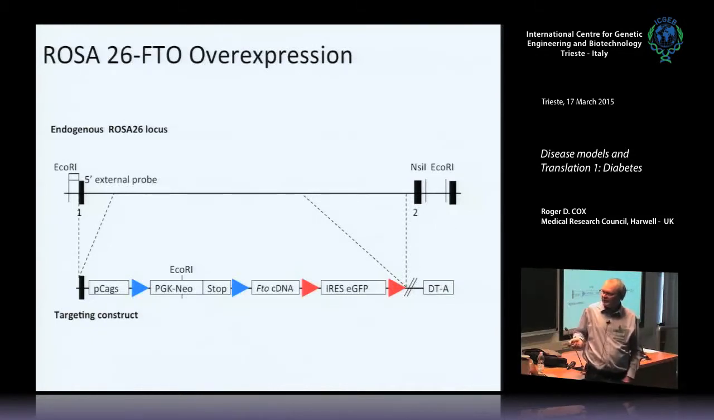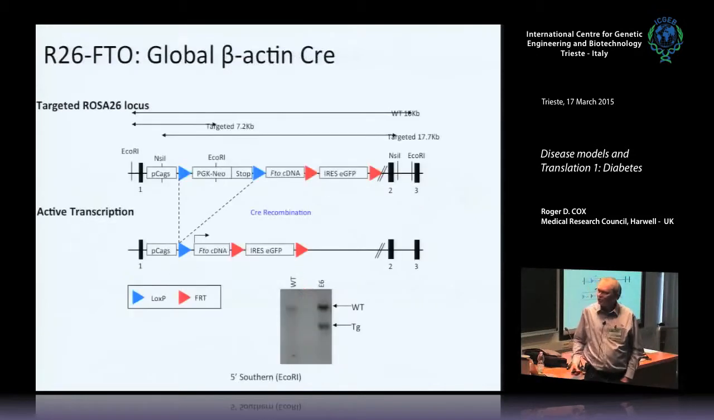There's the FTO cDNA, and we've also got a GFP marker with an internal ribosome entry site. So we can follow the expression of this construct rather than the cDNA. Again, using Cre recombinase, we can delete the stop codon and the neo and switch this cDNA on. So we can switch this on whenever we like.